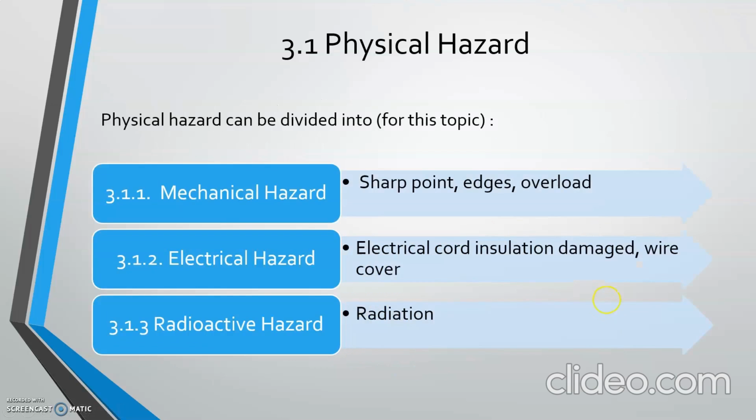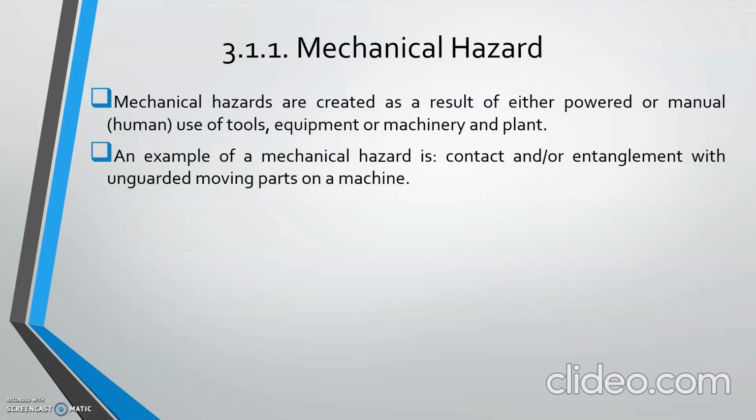So physical hazard can be divided into 3 parts. Okay, first is mechanical hazard, example sharp point, edge, or overload. Second one is electrical hazard, such as electrical cord insulation damage. And the third one is radioactive hazard, such as radiation. So first we're going to look into mechanical hazard.